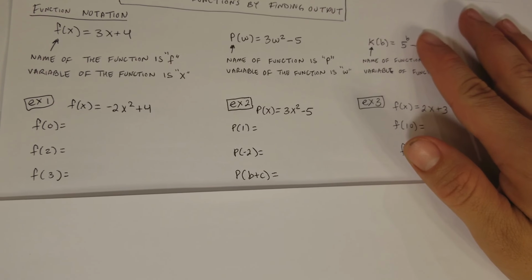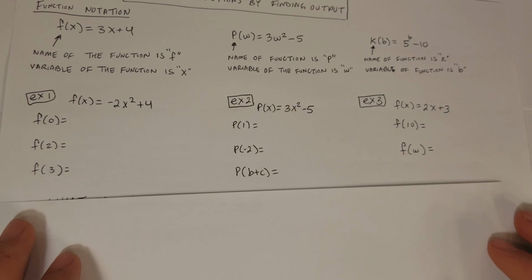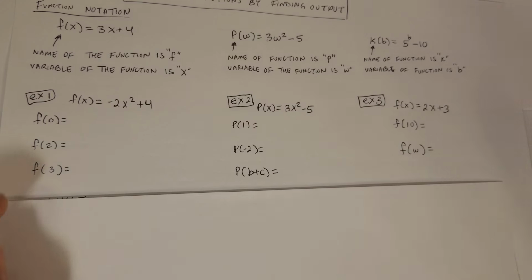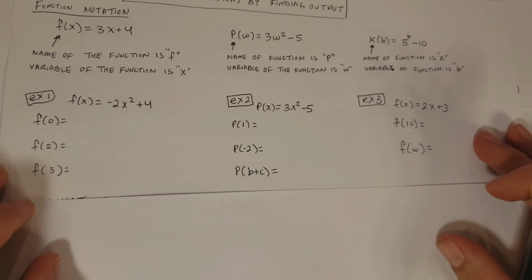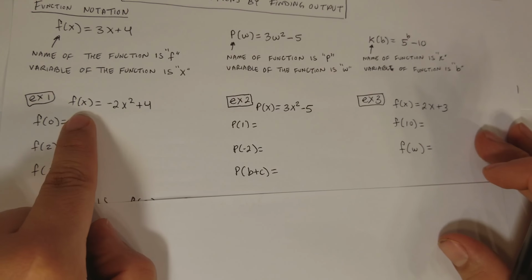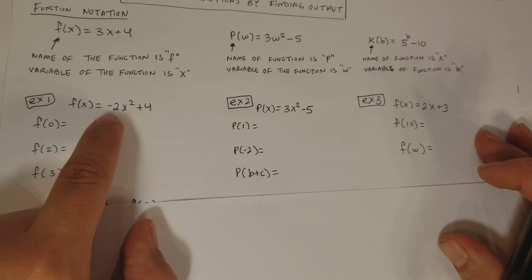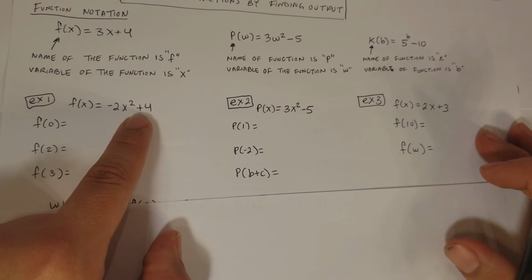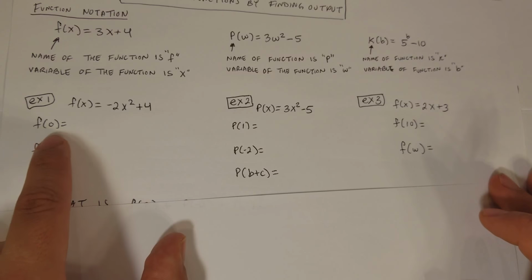Alright, that being said, to evaluate functions or to find the output of a function, this is how you would go about doing it. So let's do a couple of examples real quick. So example number 1, you have a function called f of x. So f of x is equal to negative 2x squared plus 4. And you want to figure out what is f of 0, meaning if you plug in 0 for x, what do you get?